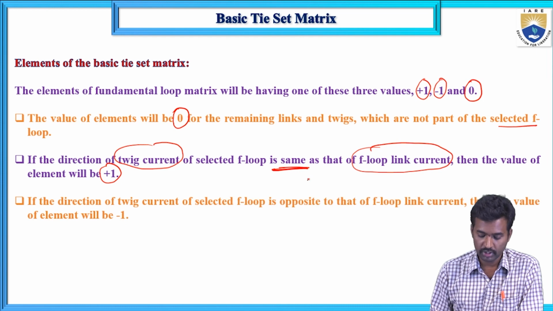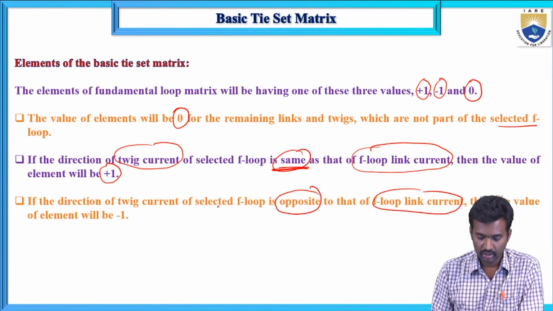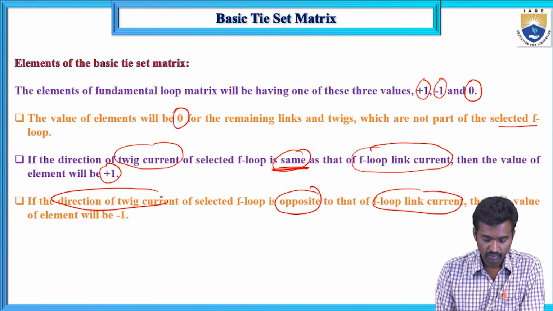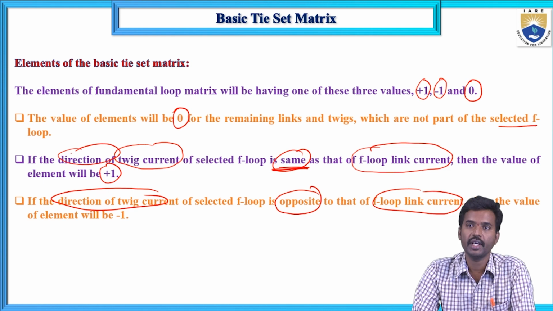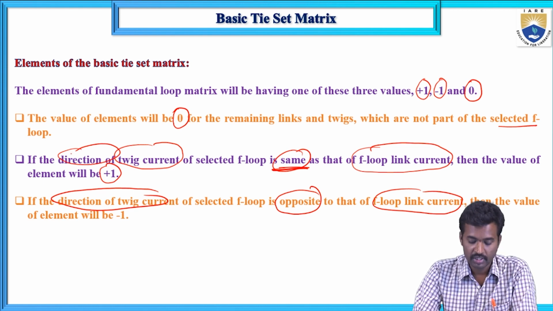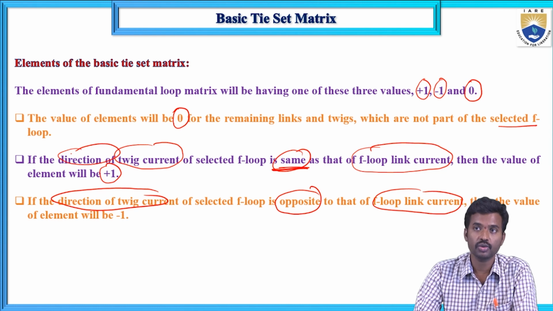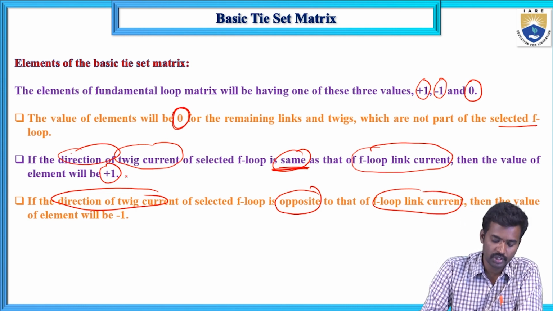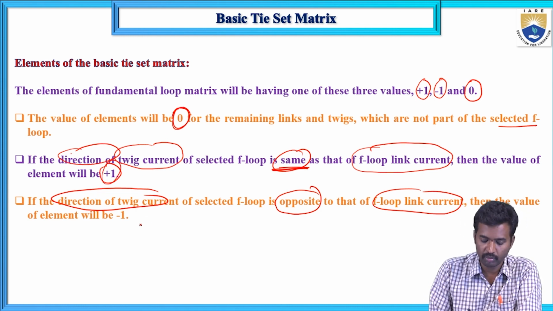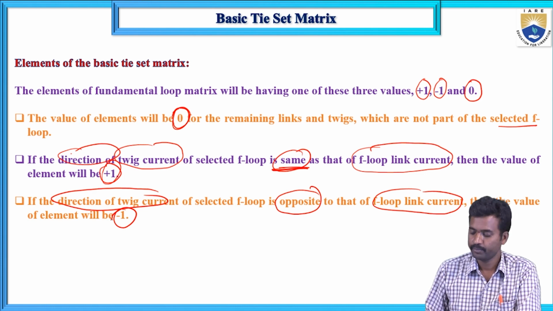If it is not a part of the selected F loop, that is 0. And if it is opposite, same thing here. If it is opposite direction, -1. If it is the same direction, +1. And if it is not associated, not a part of the selected loop, then that value is 0. So 0, +1 and -1.